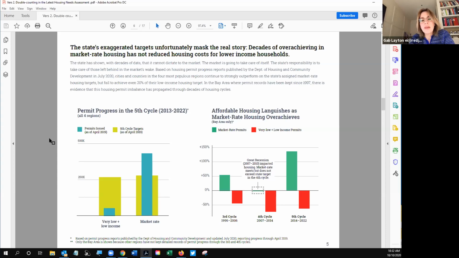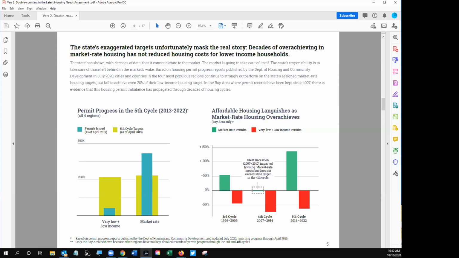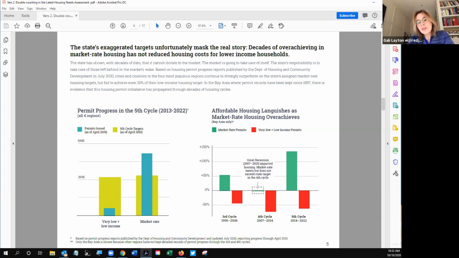And you can see that this hasn't just happened in the fifth cycle. The chart on the right shows you how ABAG, so this is only one because not all of these regions have kept very good records for the last 3 decades, but ABAG has. And you can see that they have consistently built more than their market rate number and consistently underperformed on affordable housing. So this is nothing new. In the middle, the fourth cycle, you can see it was affected by the Great Recession. So in that case, it only met its market rate targets, and the affordable housing was even worse off because of the Great Recession.